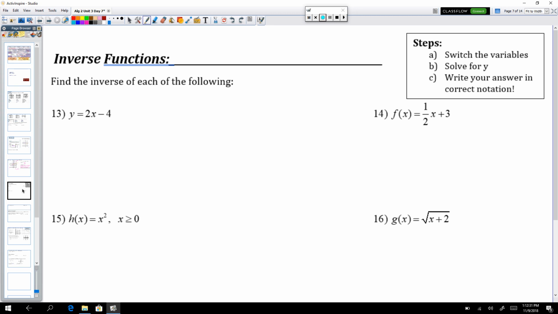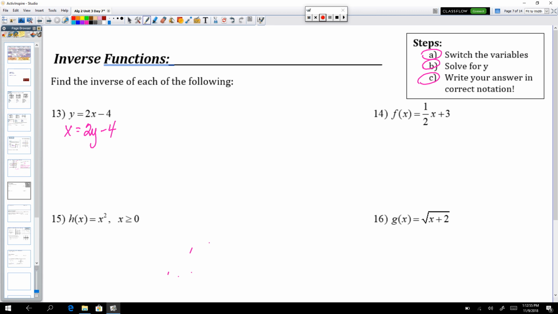Our first function, number 13, is y equals 2x minus 4. These steps, A, B, and C, are the steps we'll walk through to find the inverse. The first thing we need to do is swap x and y. Always switch the variables, swap x and y. And what I mean by that is, if you see a y in the original, replace it with an x. If you see an x in the original, replace it with a y.